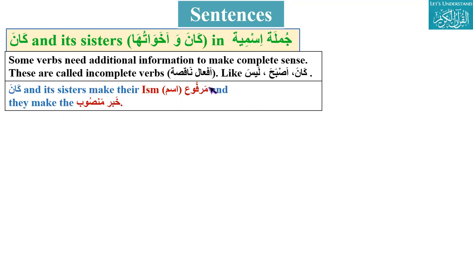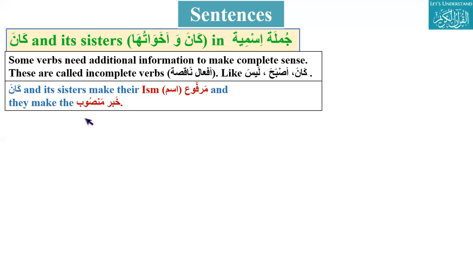Kana is from af'al naqisa. It does not give us complete sense, like he is, he was, he will be, but we don't know when exactly. So this is one of the verbs used for multiple purposes. When we discuss Kana, there will be more verbs which are similar, and we call them Kana and its sisters, Kana wa ikhwatuha.